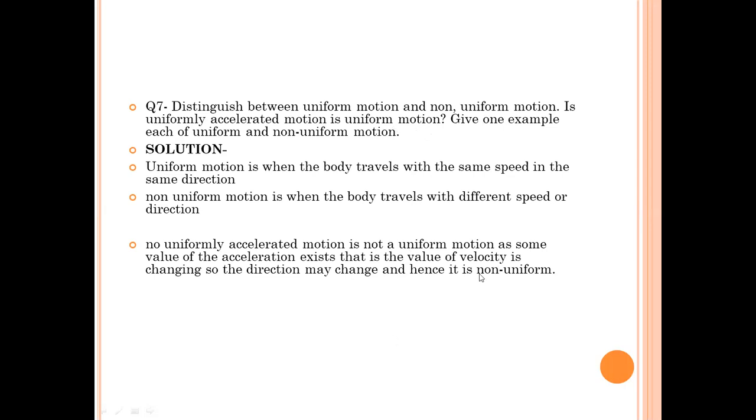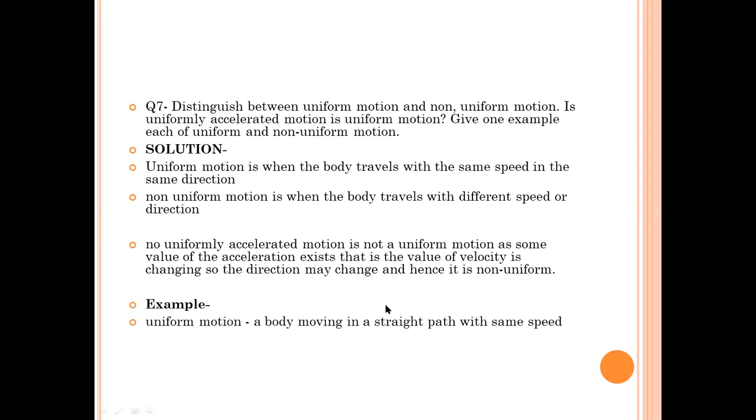क्यों नहीं कहते हैं? क्योंकि एक्सेलरेशन, if there is acceleration, there is a change in velocity, and if the velocity is there, there might be some direction may change, and hence it is non-uniform. तो जहां direction change हुआ वहां पर motion become non-uniform.